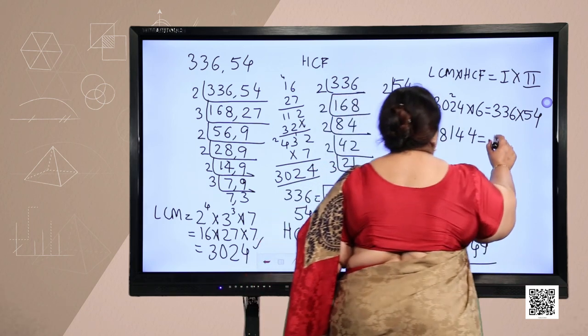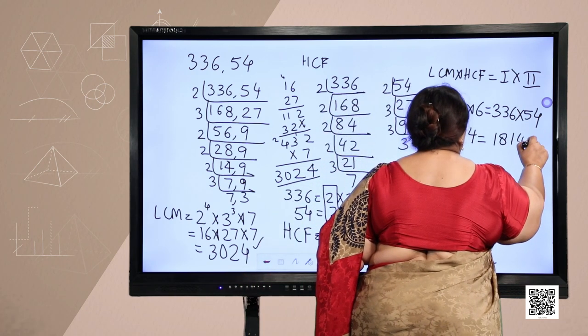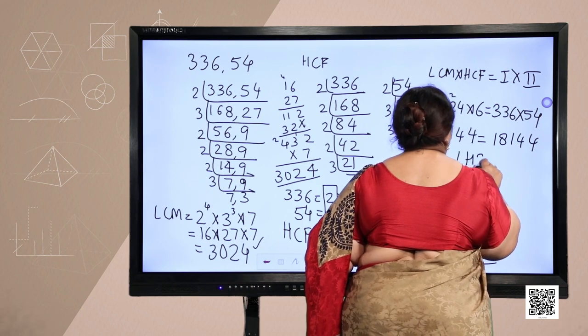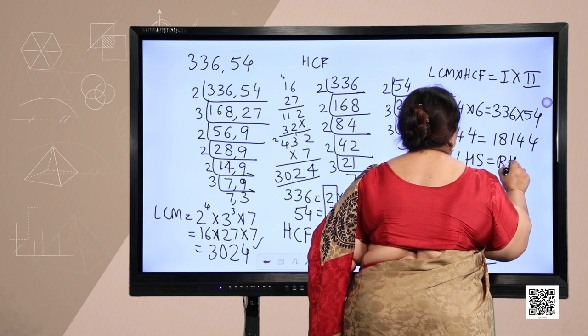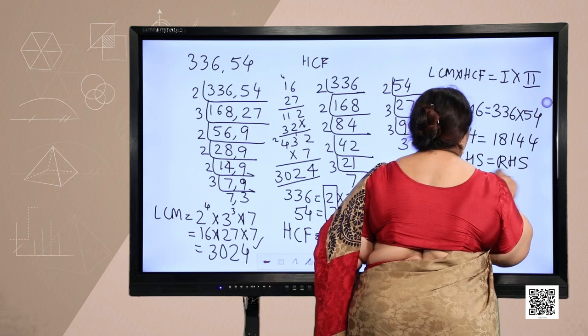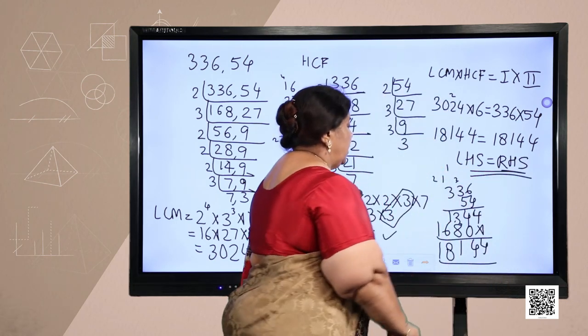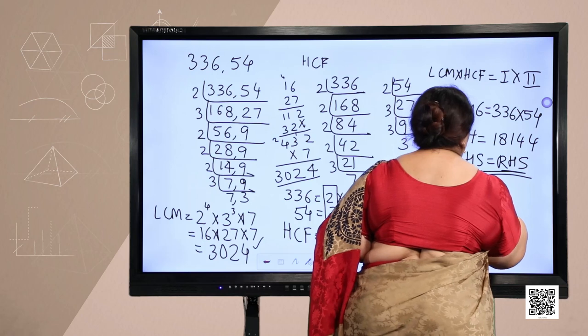Yes. So, 18,144 is the RHS, LHS is also 18,144. Therefore, LHS is equal to RHS and hence verified.